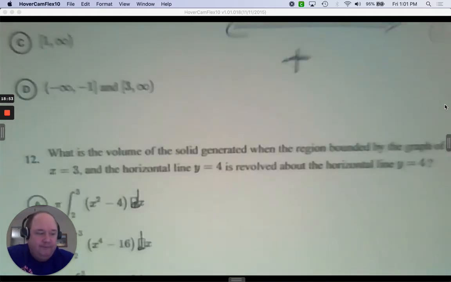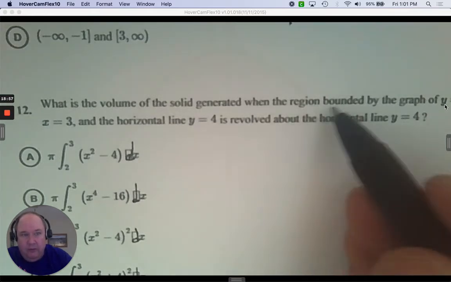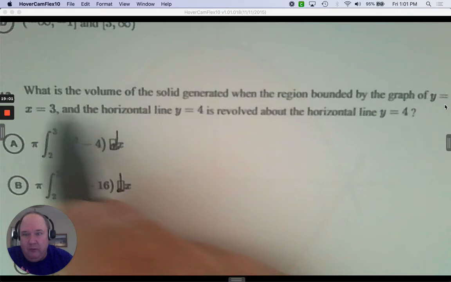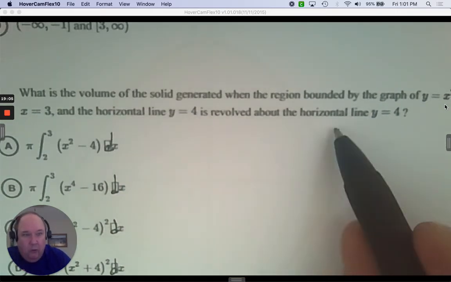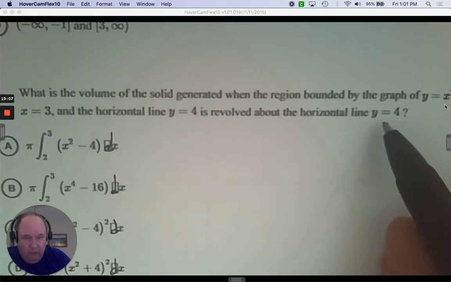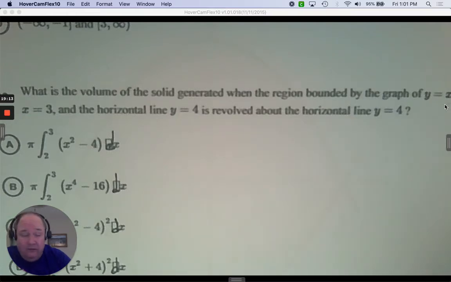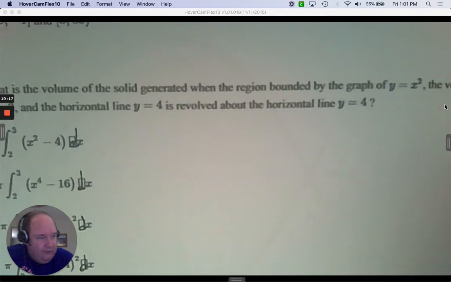Number 12. What is the volume of a solid generated when the region bounded by the graph y equals x squared, x equals 3, and the horizontal line y equals 4 is revolved about the horizontal line y equals 4? If you're revolving, it's a circle, pi r squared. Let's graph it. Is it a disk or a washer? So can you graph y equals x squared?